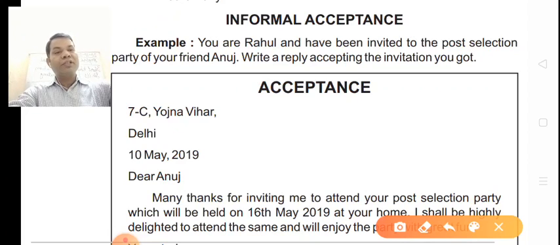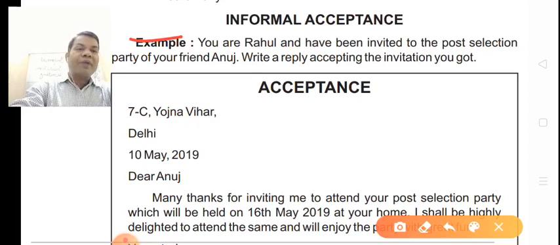Let us go through this solved example. You are Rahul and have been invited to the post selection party of your friend Anuj. Write a reply accepting the invitation you got.